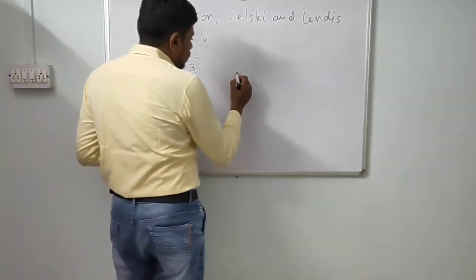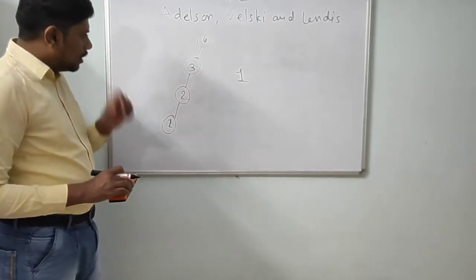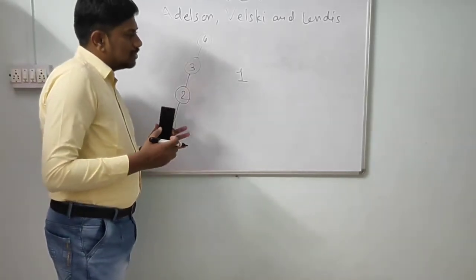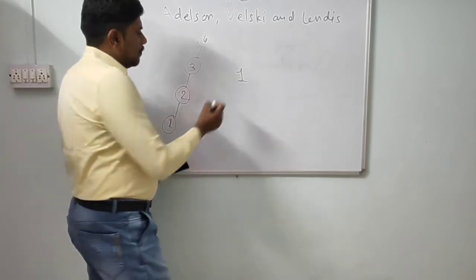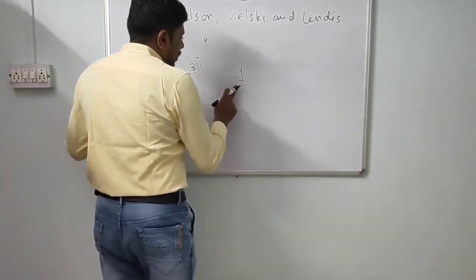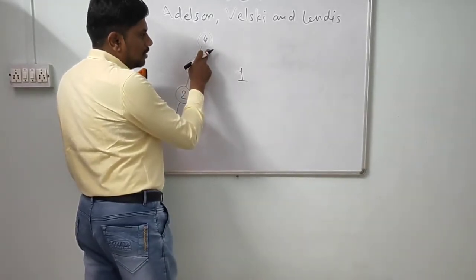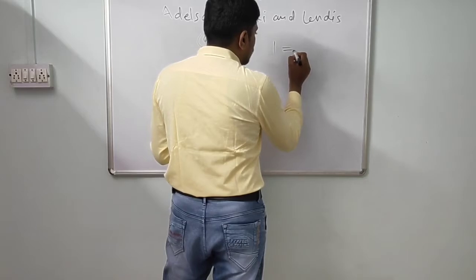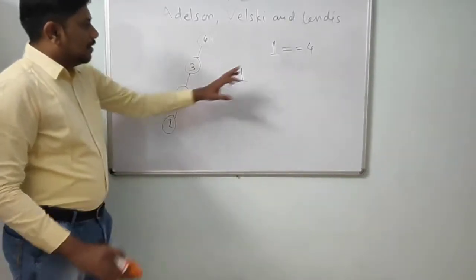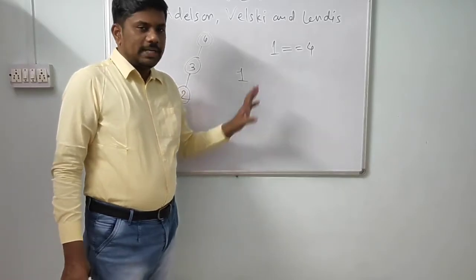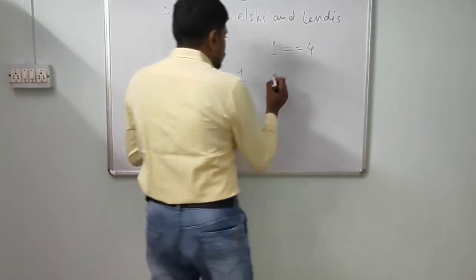Now suppose I want to search 1 in this particular binary search tree. What do I need to do? I need to do some comparisons. So how can I search this particular node? First I will compare this element with the root of the tree. So, is 1 equal to 4? This is the first comparison. Is it true? No, it is false.